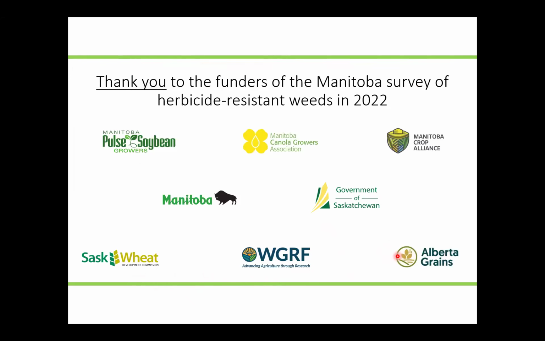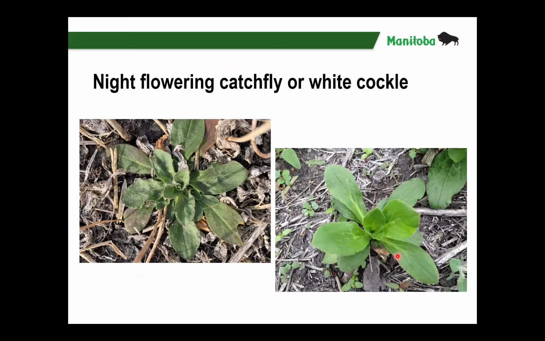So there's the funders of our survey, and then I'm going to start with some pictures that Lionel has sent me. So Lionel sent some really nice pictures. So this would either be night flowering catchfly or white cockle, because you can see hairs on it. It looks like this is rosette, but it's actually not. And it's hard to see these because they actually are so low growing.